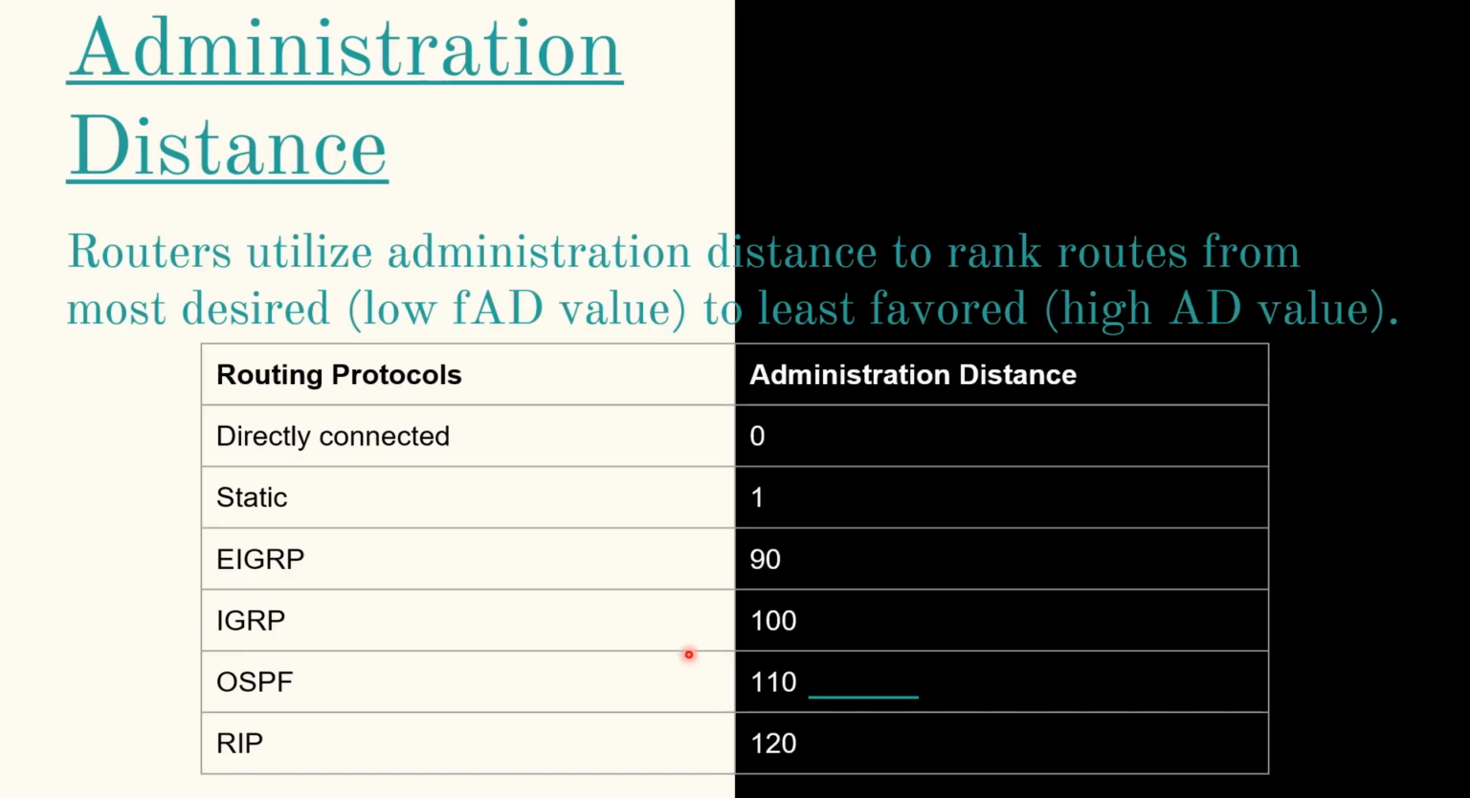In dynamic routing there is a thing called administrative distance. This is the table of that distance. Routers utilize administrative distance to rank routes from most desired to least favored.